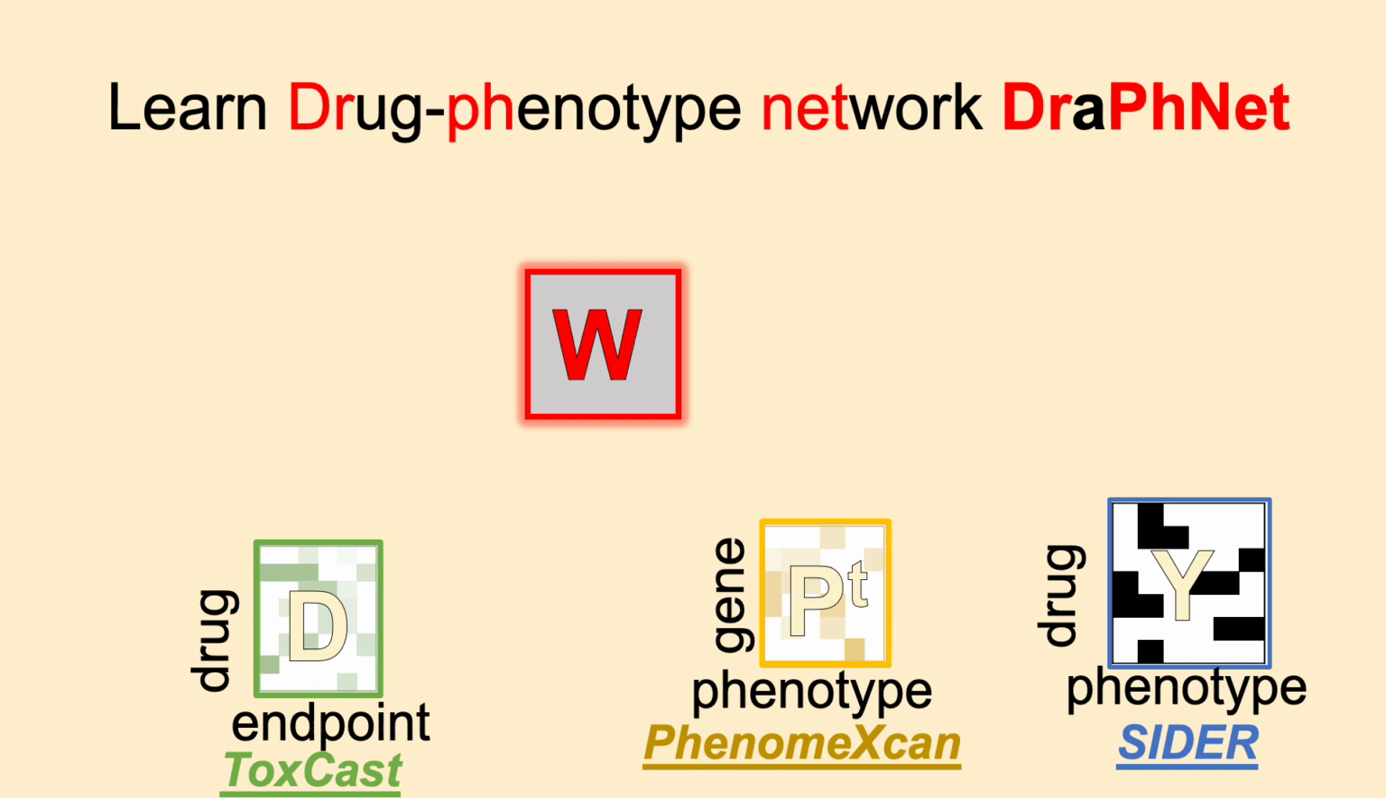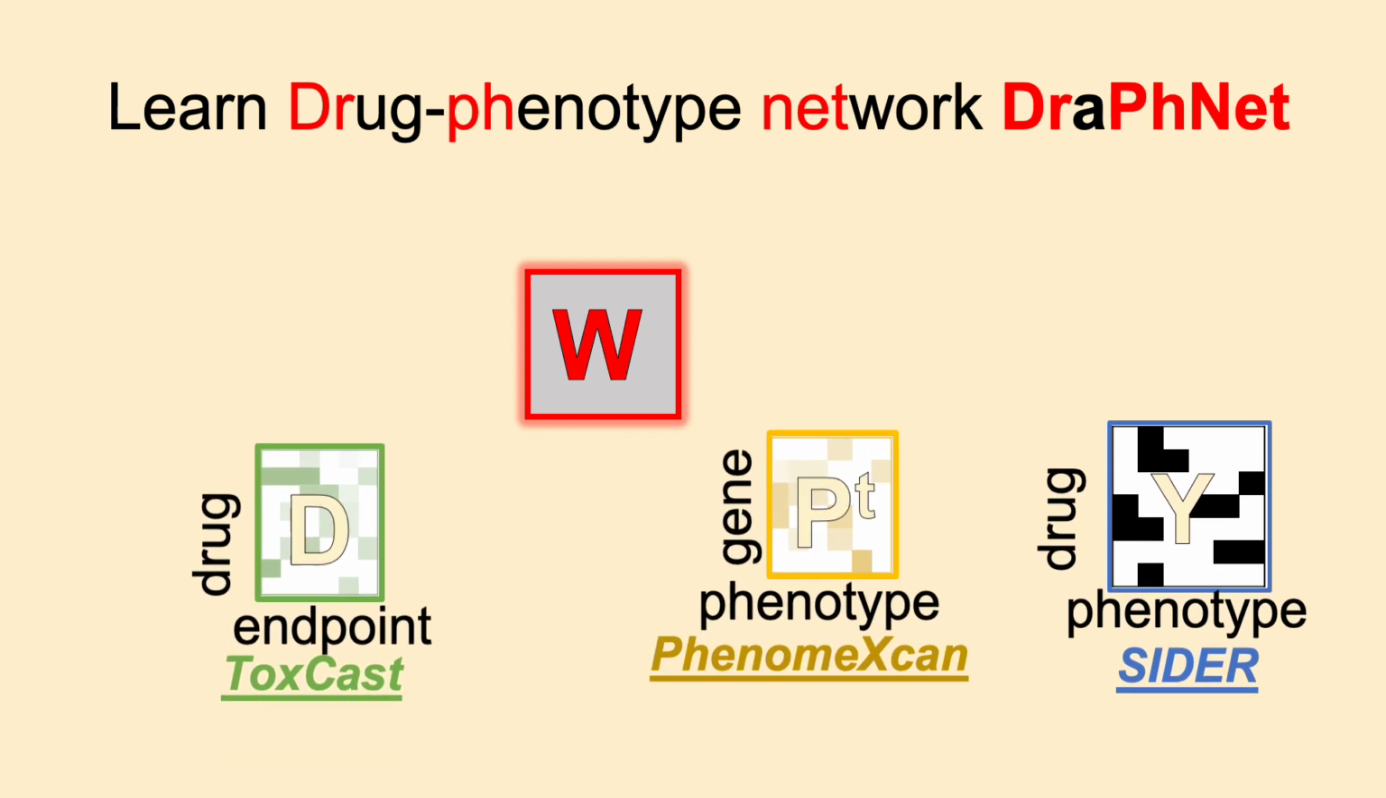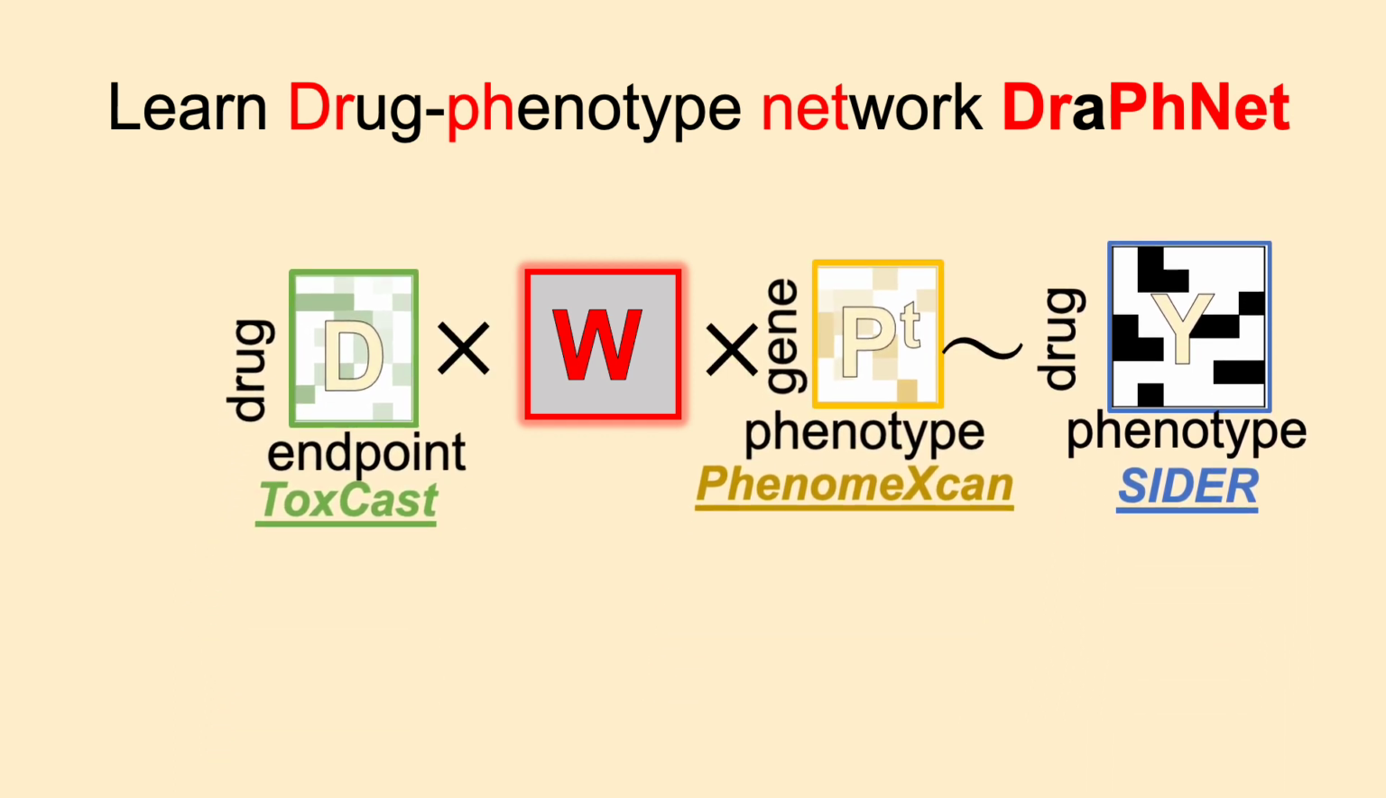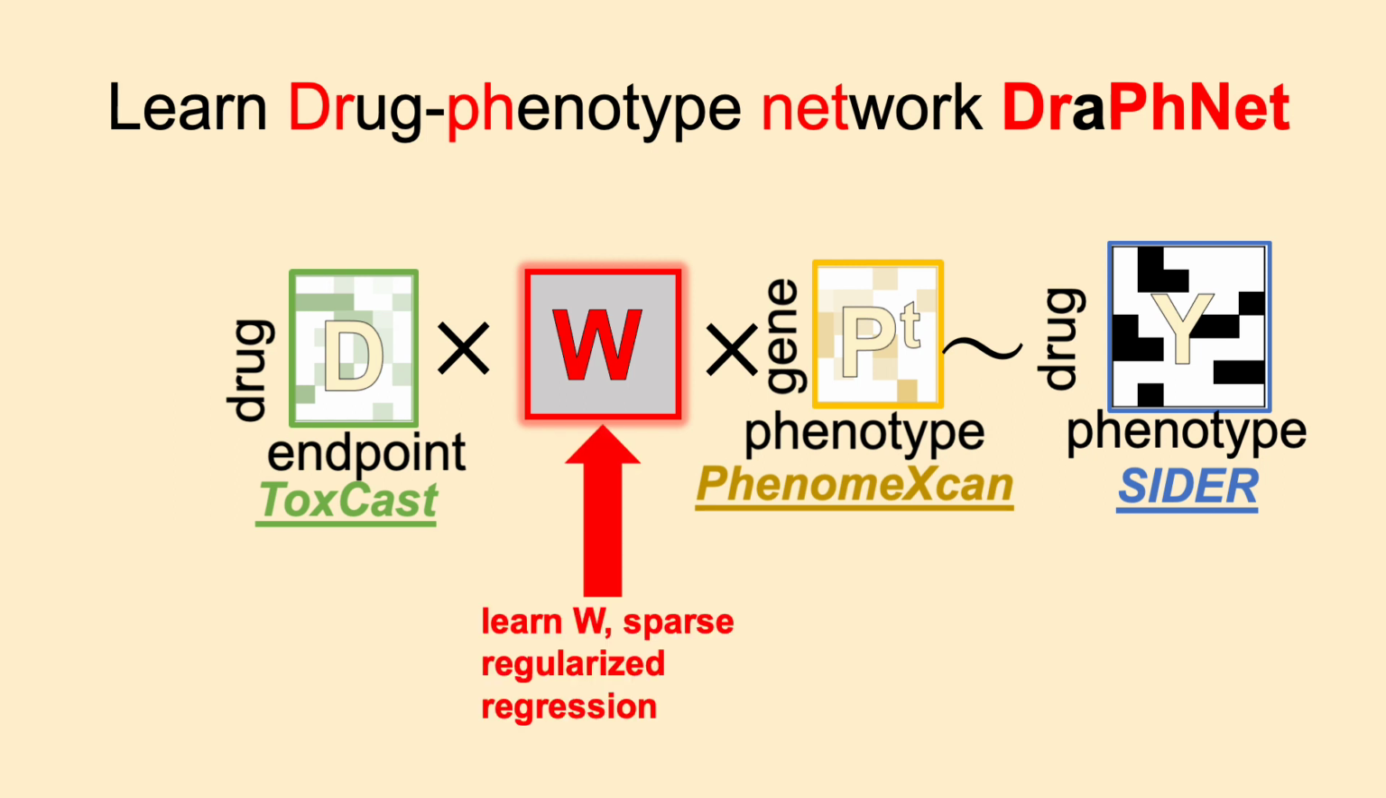So we call this model DraftNet, the drug and phenotype network, where we learn this W using sparse regularized regression to learn this network connecting drugs to phenotypes. So how do we evaluate this model? We can evaluate our model by seeing how well we're able to predict effects of drugs.